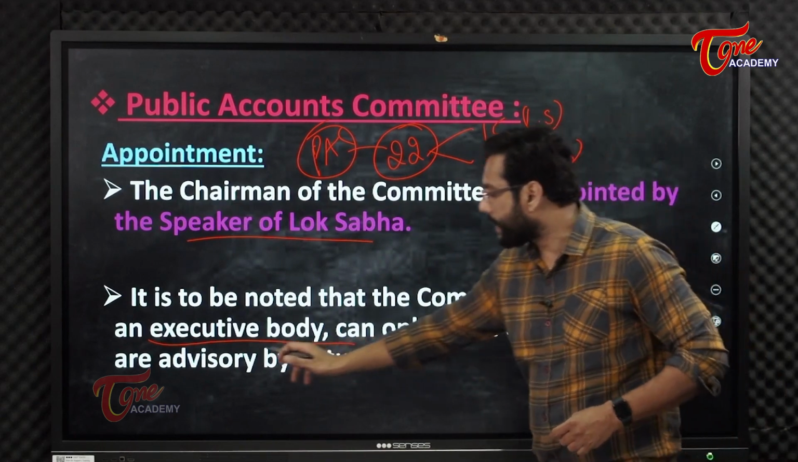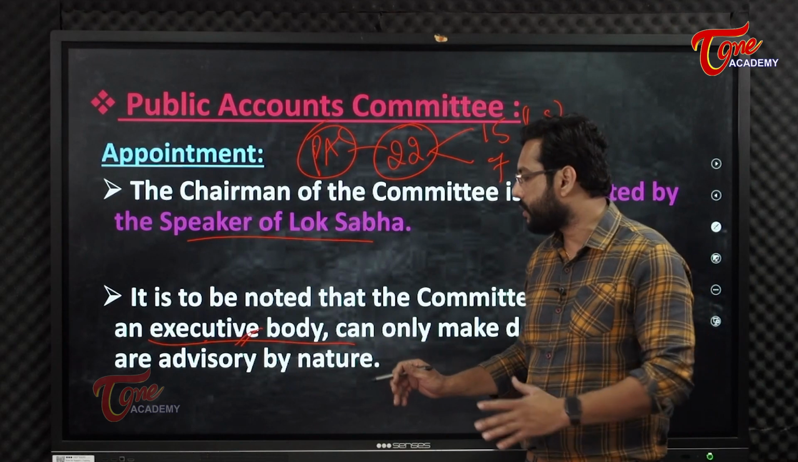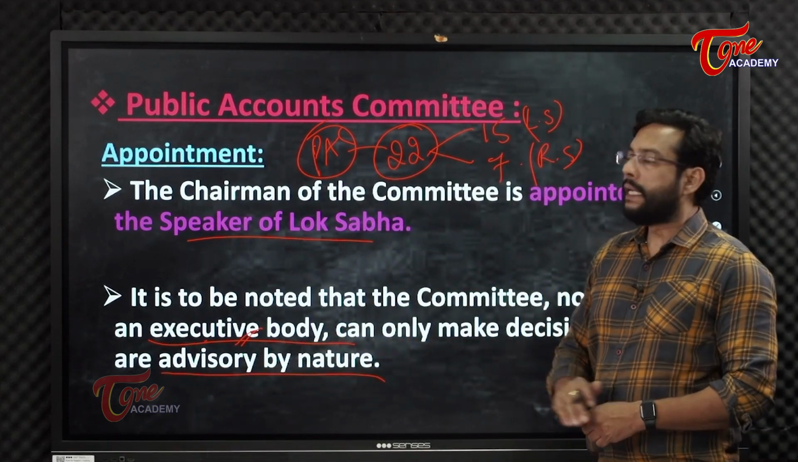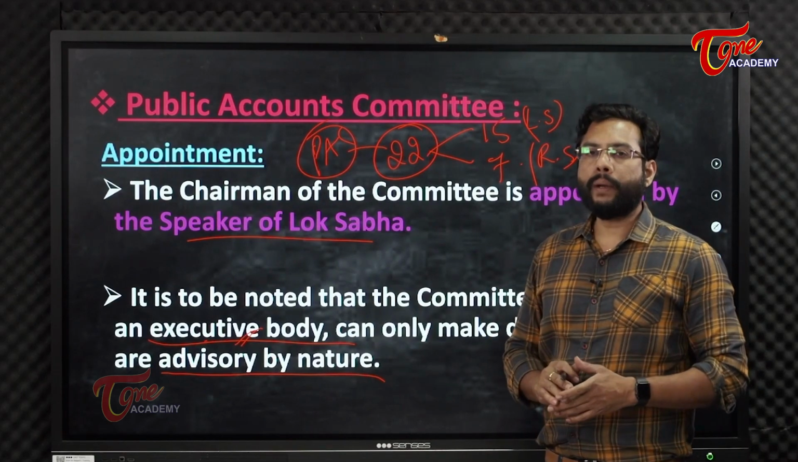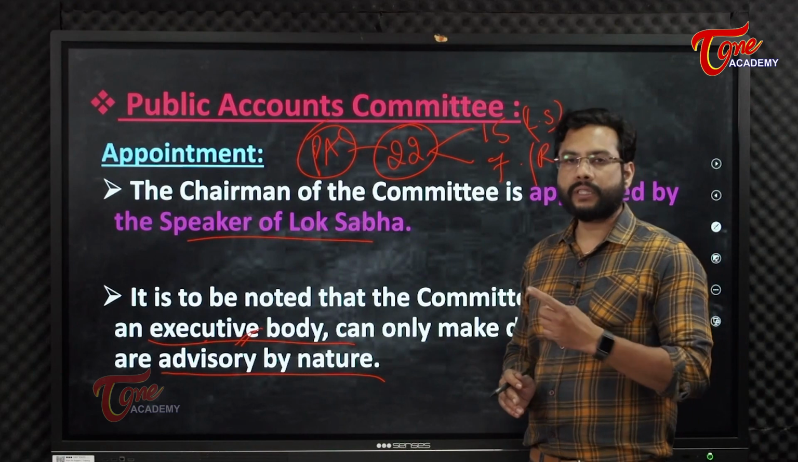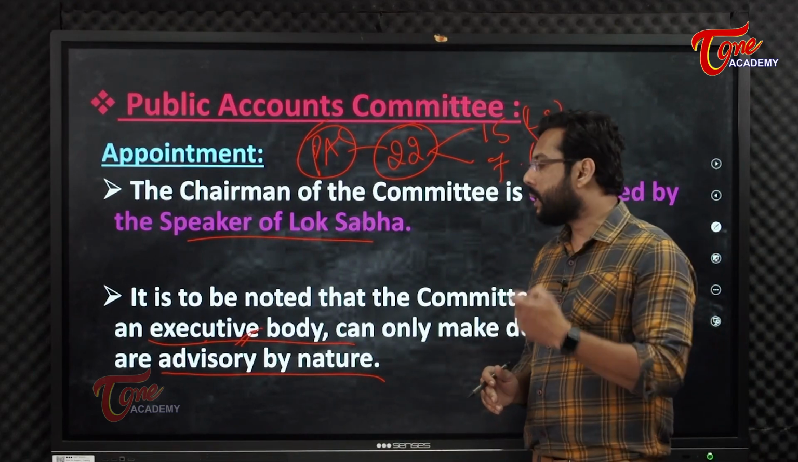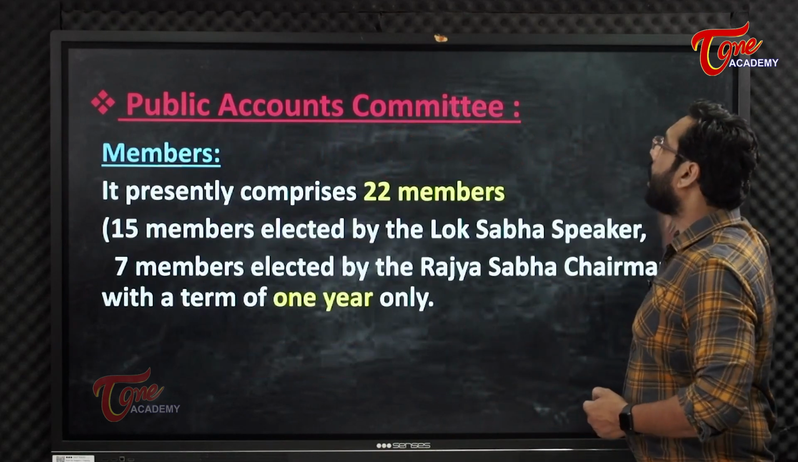So it is not an executive body. We need to understand it's not an executive body. It doesn't execute the functions. It's just an advisory body, and the advice of these committees has, in general, to be accepted by the government. In non-acceptance of such advice, the government should give an explanation as to why the advice has not been accepted. So that is the importance given to such committees.